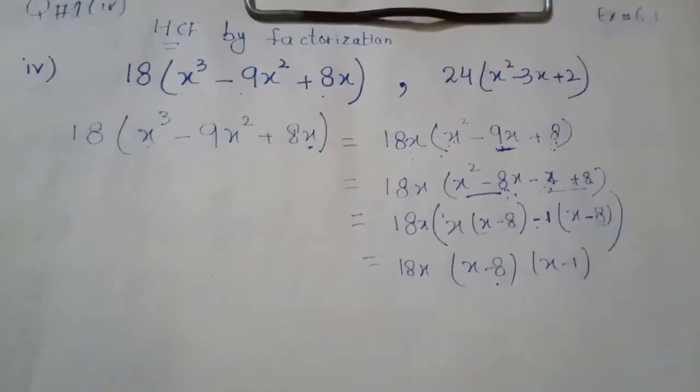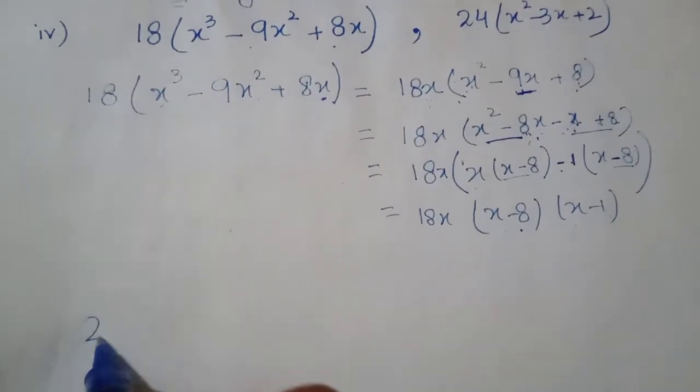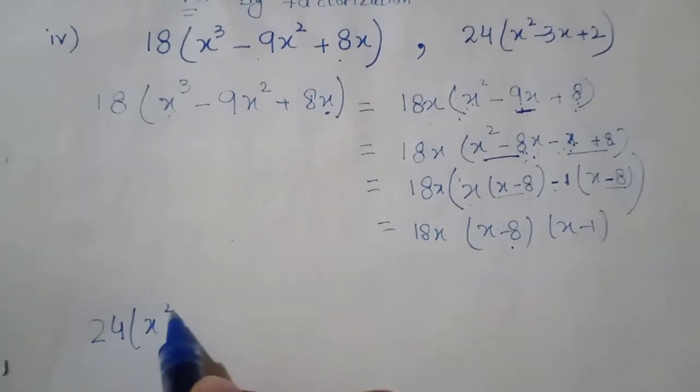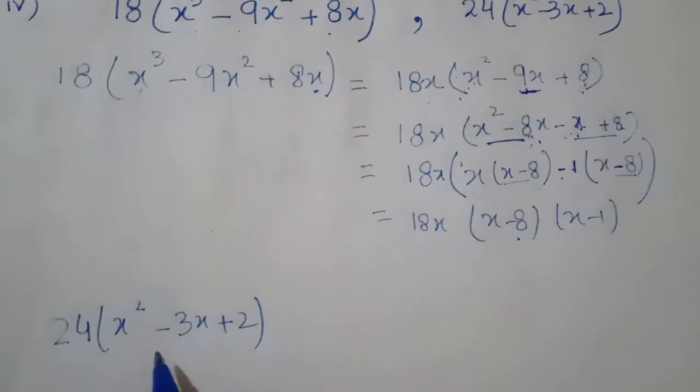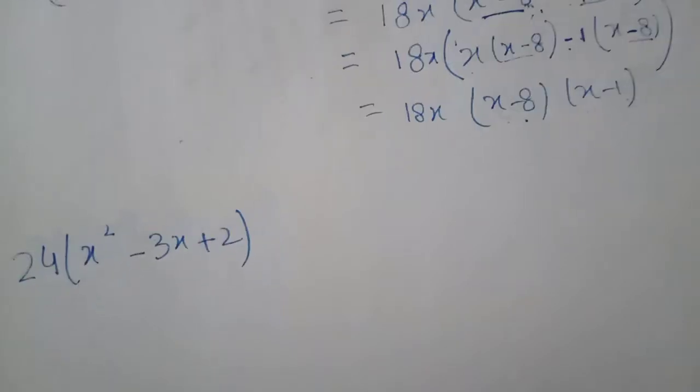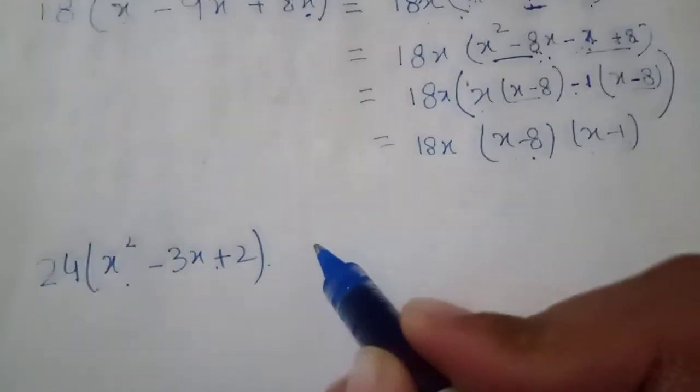Now I am going to take my second expression, that is 24 into x square minus 3x plus 2. Okay, first of all, you will check whether there is any common in the given expression. You can see that x square, 3x and 2 have no common term in the given expression. So when there is no common expression, you will check how I will factorize it.